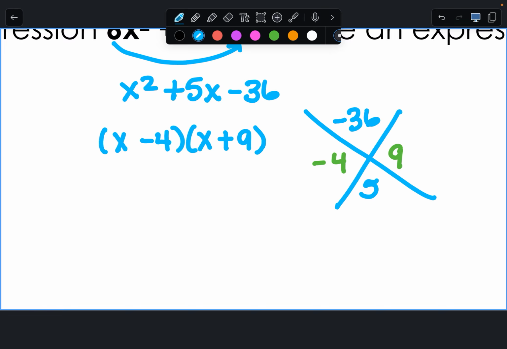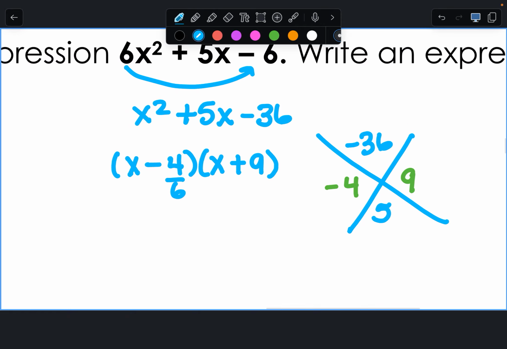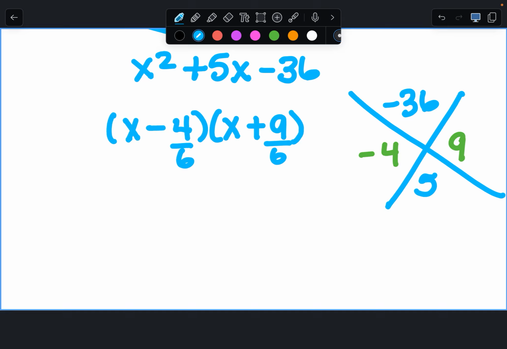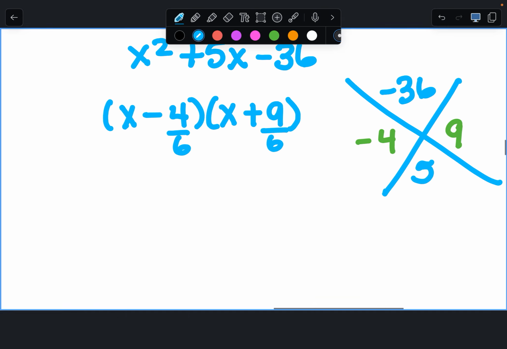Are we done? No. Why not? Don't forget to give it back. Return the kid to the family. 6. Okay, this is an extra step. What happens when we simplify 4 over 6? 1/2? Oh, just kidding, not 1/2.